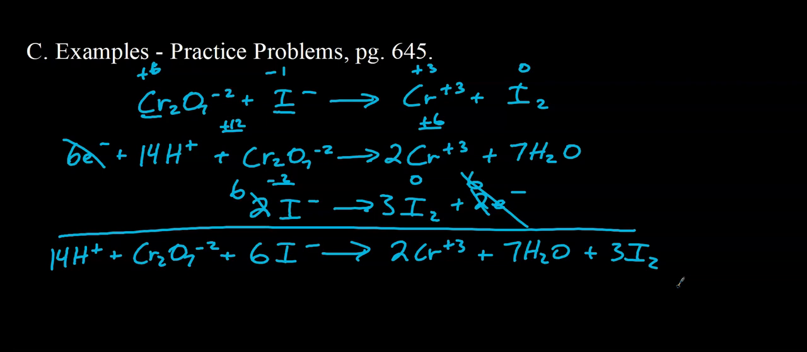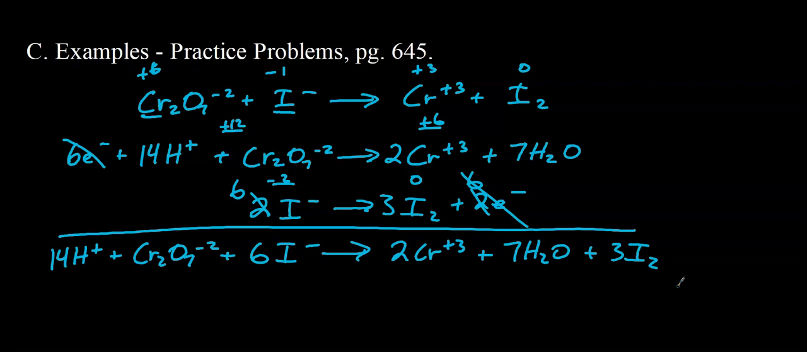All right, so let's start with mass. How many hydrogens on the left? That would be 14. On the right, 14. So far, so good. Chromiums on the left, 2. Chromiums on the right, 2. Oxygens on the left, 7. Oxygens on the right, 7. Iodines on the left, 6. Iodines on the right, 6. Don't assume that just because mass is balanced, that charge is also balanced.